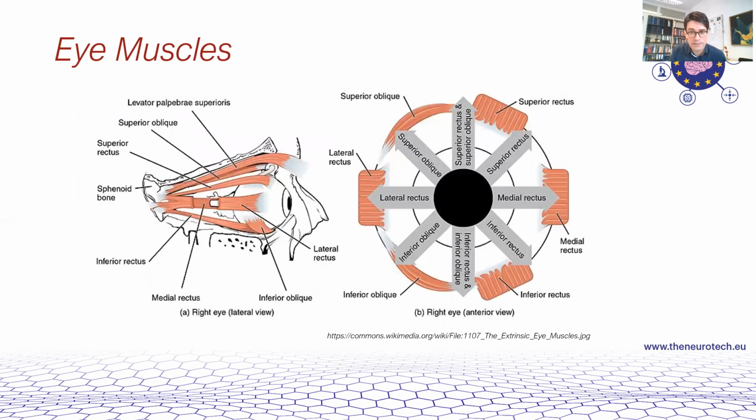These are the eye muscles. There are 6 muscles that allow us to move the eyes rapidly and efficiently. There are the superior and inferior recti controlling vertical eye movements. There are the lateral and medial recti controlling horizontal eye movements. And then there are the superior and inferior obliques allowing rotational eye movements.